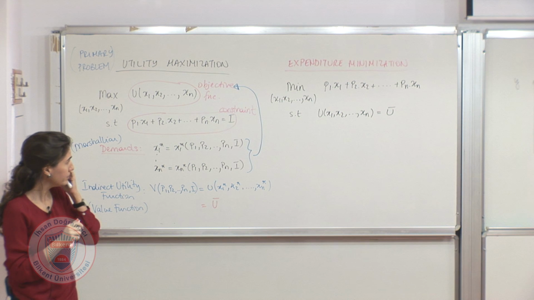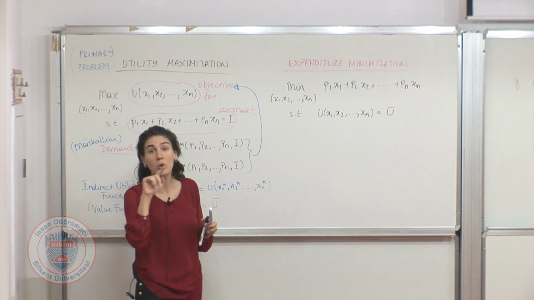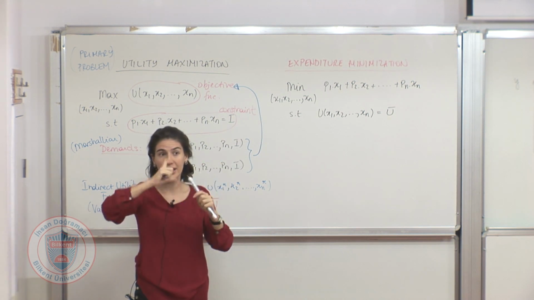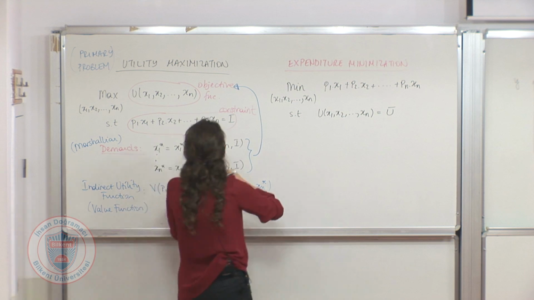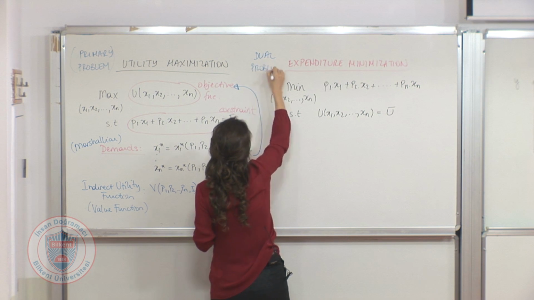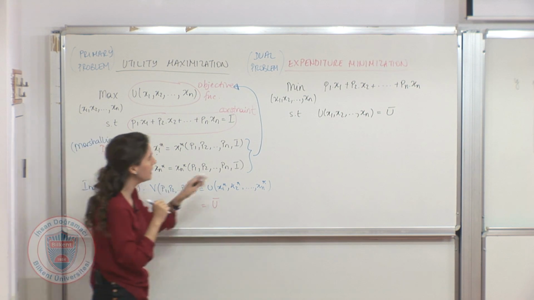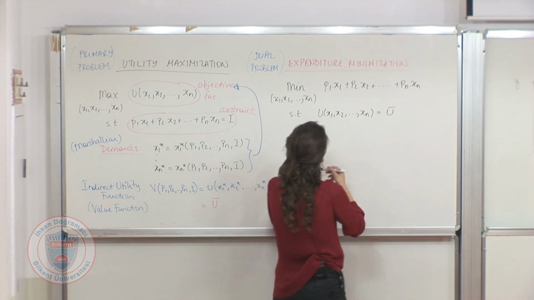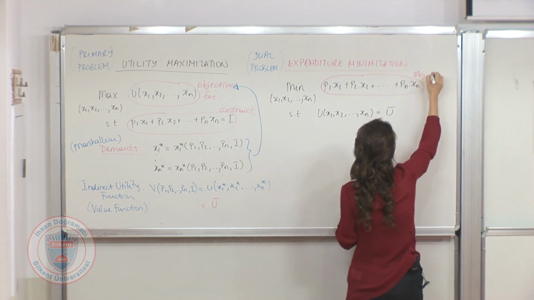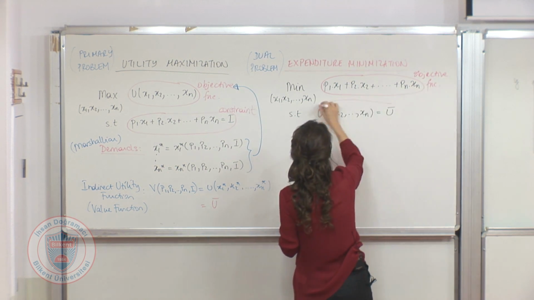So you see that this is actually called the dual problem. In the dual problem, the objective and the constraint switched places, okay? So this is the dual problem, the dual of this problem. So here, as you see, the objective function is now this, and the constraint is now this.